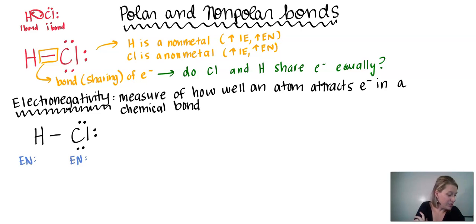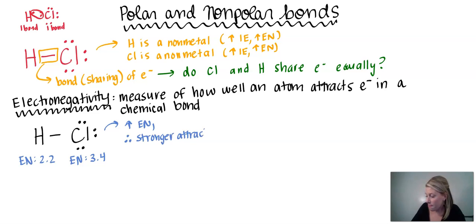So looking them up in my reference table, I noticed that my hydrogen has an electronegativity of 2.2, and my chlorine has an electronegativity of 3.4, okay? And so what does this information tell us? This information tells us that chlorine has the higher electronegativity, and therefore it has a stronger hold or a stronger attraction to the electrons in the bond.